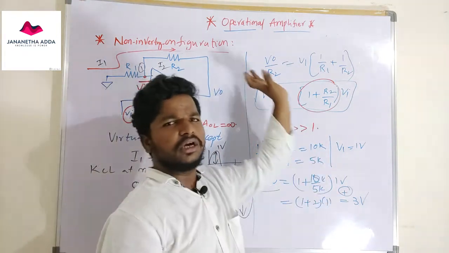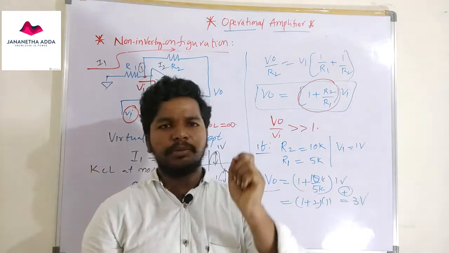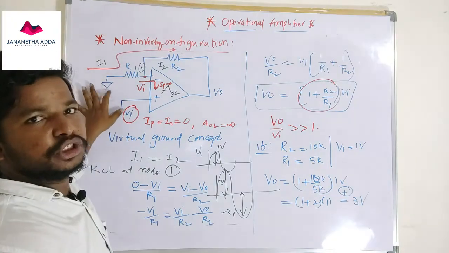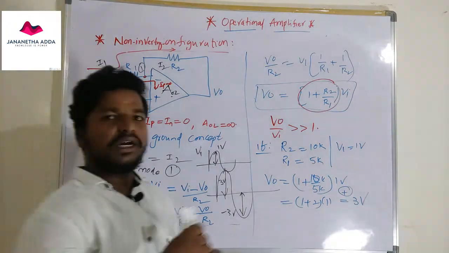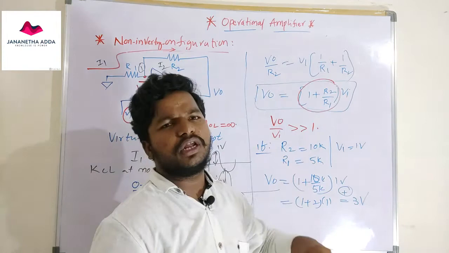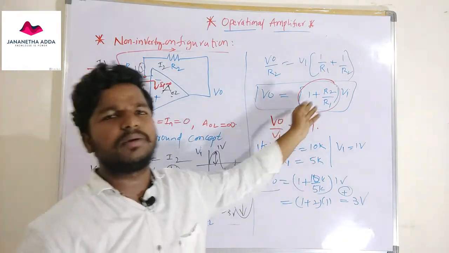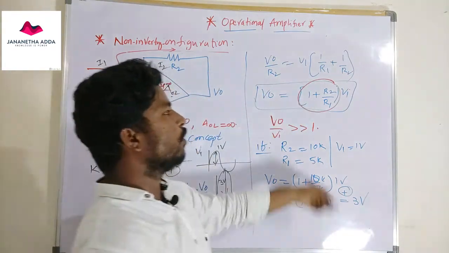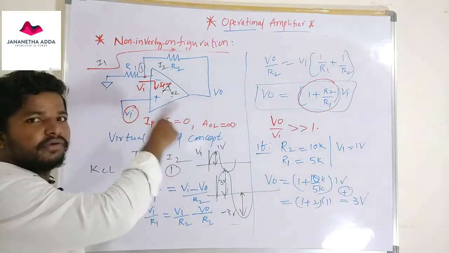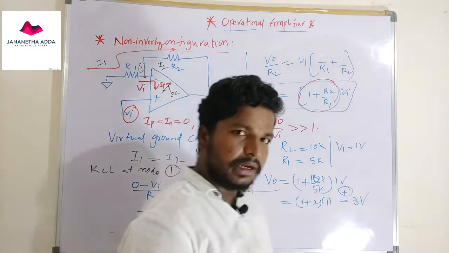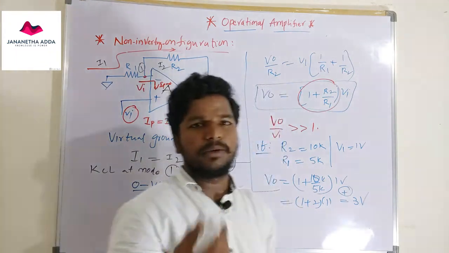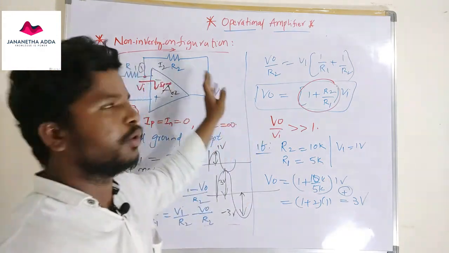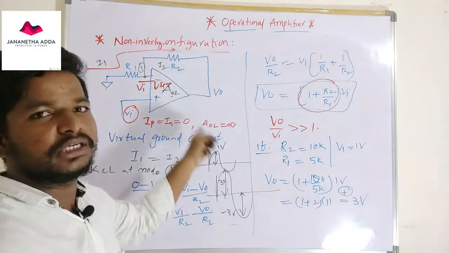When I give input to the non-inverting terminal of the operational amplifier, by grounding the inverting terminal, I will get non-inverting gain, where the non-inverting gain of an operational amplifier is equal to 1 plus R2 by R1, where R2 is the feedback element. So the gain of the operational amplifier may be inverting or non-inverting. The overall gain depends only upon the external passive elements.